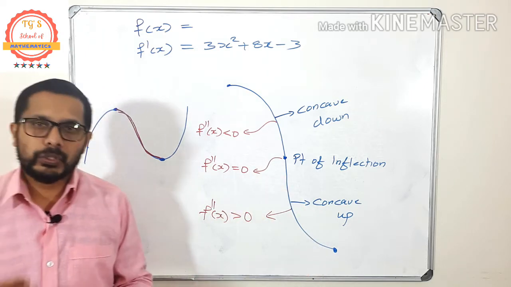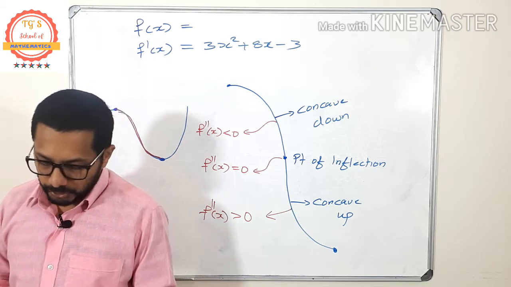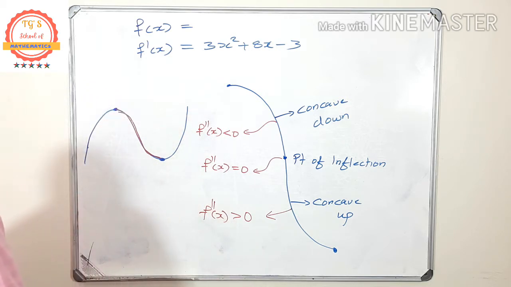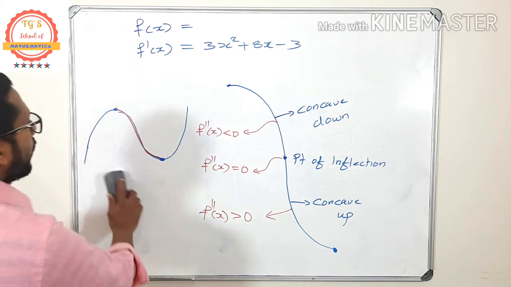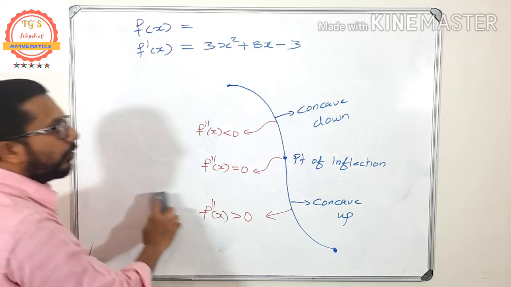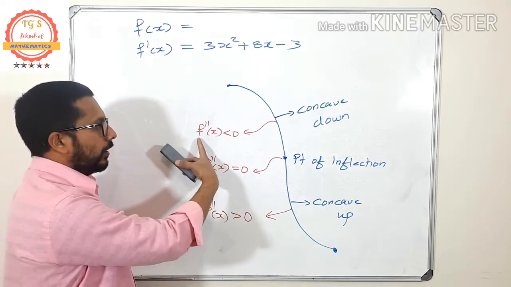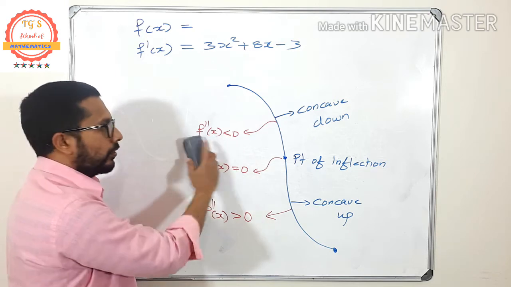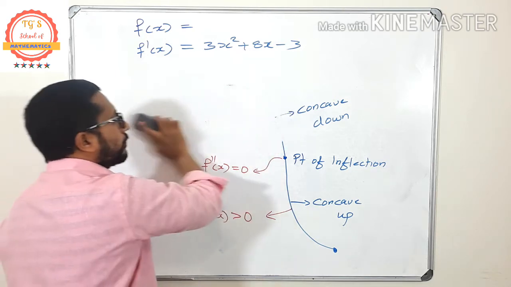So now come back to our question, question number 9.2, okay. For which values of x is f concave down? You have to find the values of x in which f is concave down. So now you know concave down, what is the condition? Second derivative is less than 0. Don't forget that, okay.